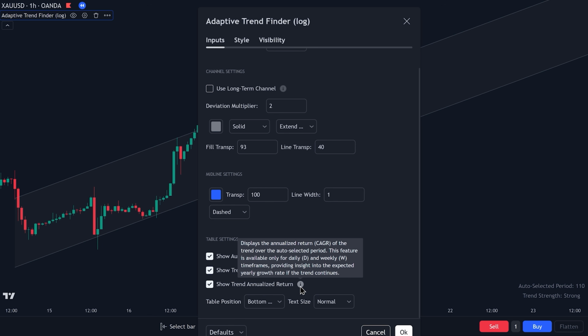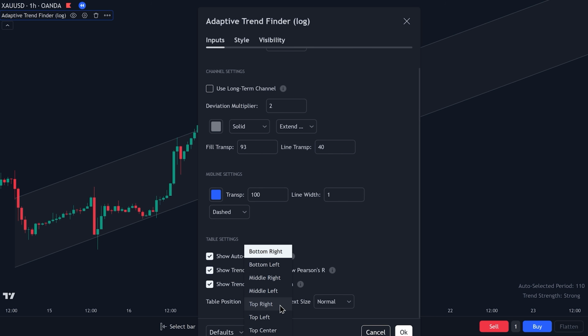For this video, I'll mainly use the default settings, with the only adjustment being the table position, which I'll change to the middle left. Then click OK.